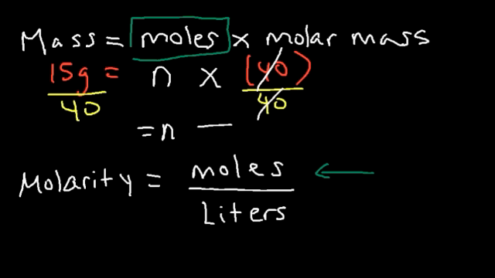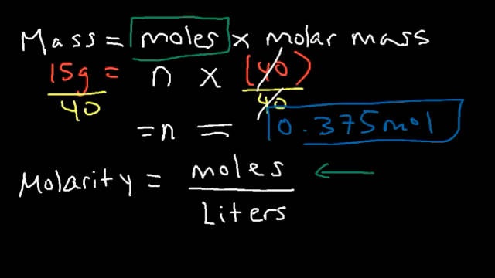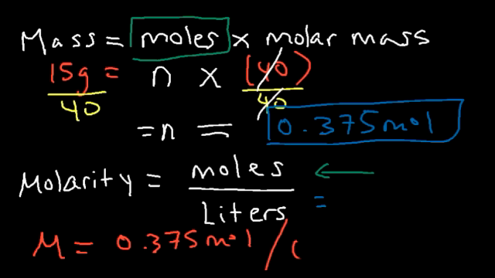So the number of moles is equal to 0.375. So now that you have moles, we can divide it by the volume in liters. So the molarity is 0.375 moles divided by the liters, which is 0.25 liters. We've already converted the 250 milliliters into 0.25 liters. So you would have to do that here as well. And then you get the same answer, 1.5 M.